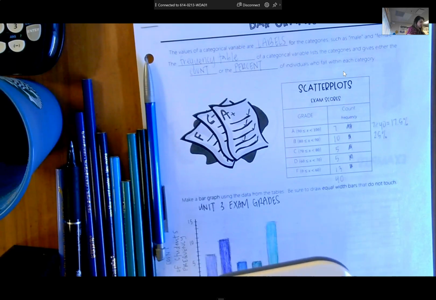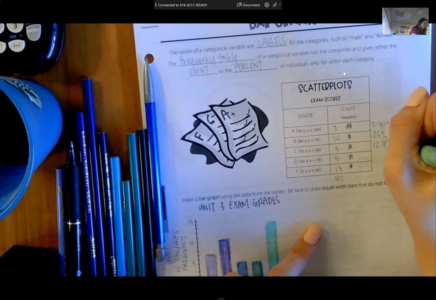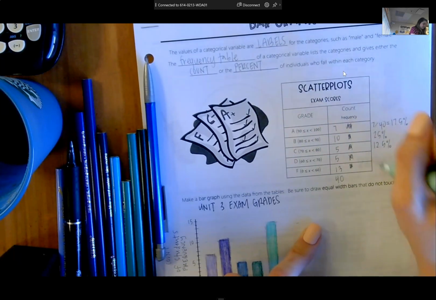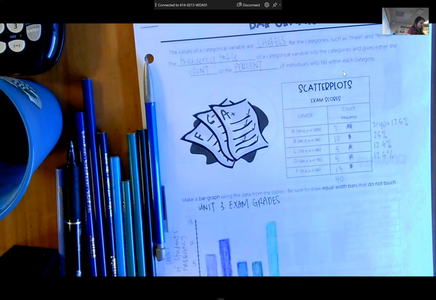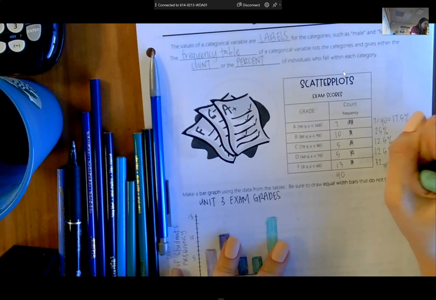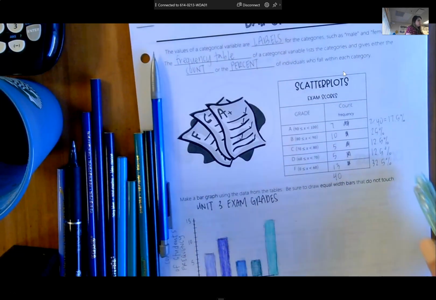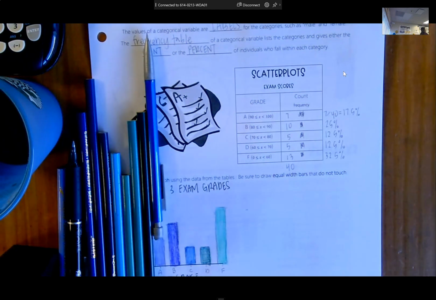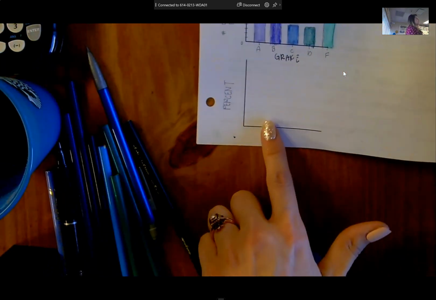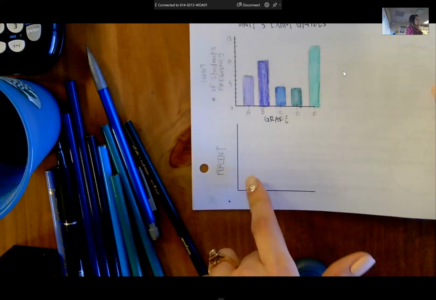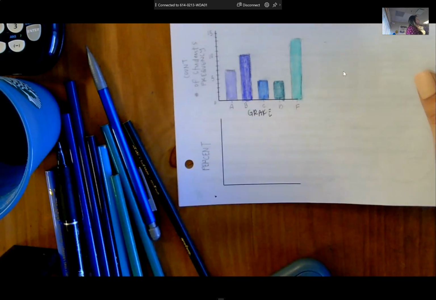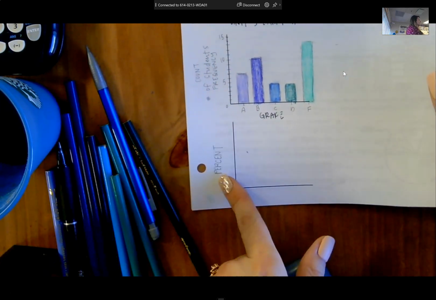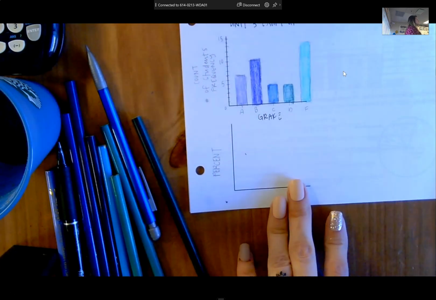5 out of 40 is 12.5%. 13 out of 40 is 32.5%, which means that you could scale from 0 to 35 if you wanted and go by 5s. But the graph below this is for you to use the same info. Your x-axis will look the same, but your y-axis will be percent instead of number of students.